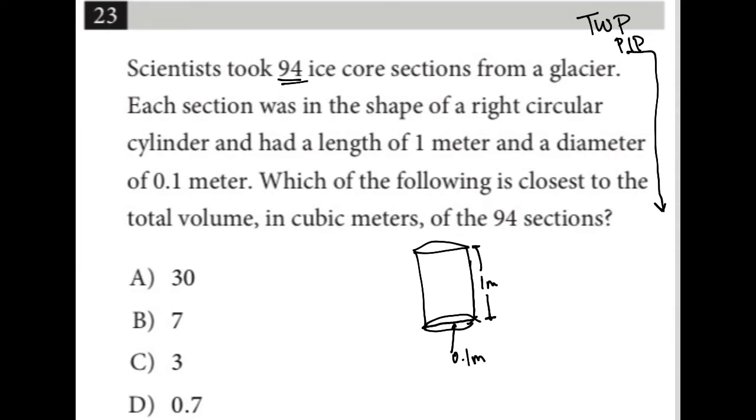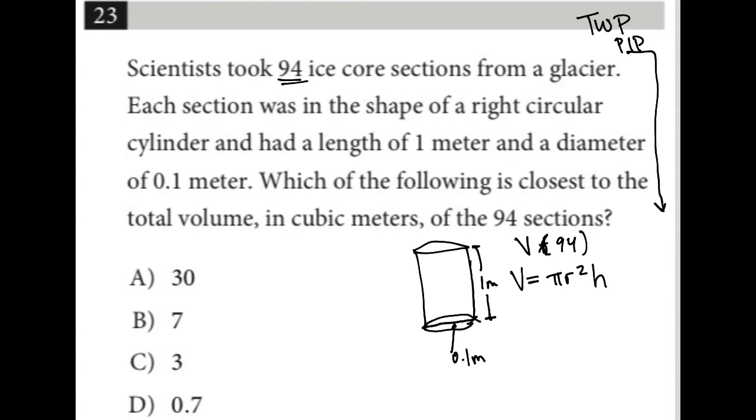Which of the following is closest to the total volume in cubic meters of the 94 sections? Well, if I can find the volume of one of these sections, I can then just multiply that by 94, right? Multiply that by 94, and I will find the answer that I'm looking for. So what's the volume of one of these sections? Well, the formula for the volume is pi r squared h.